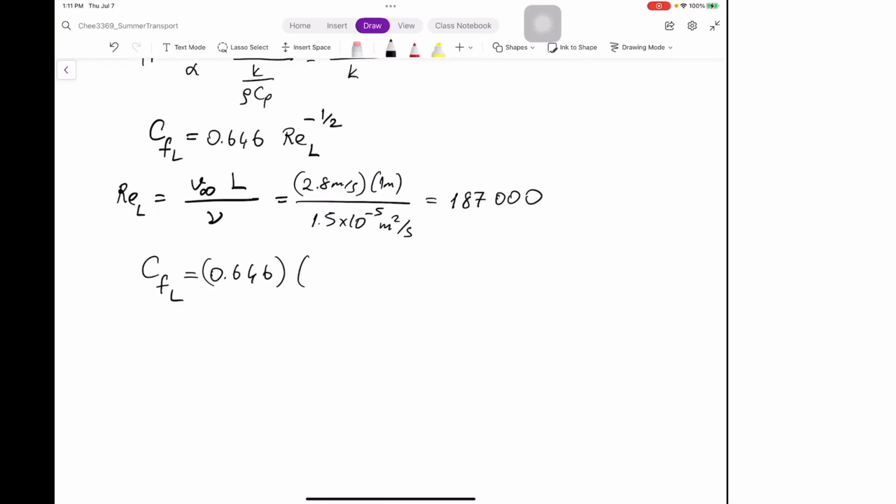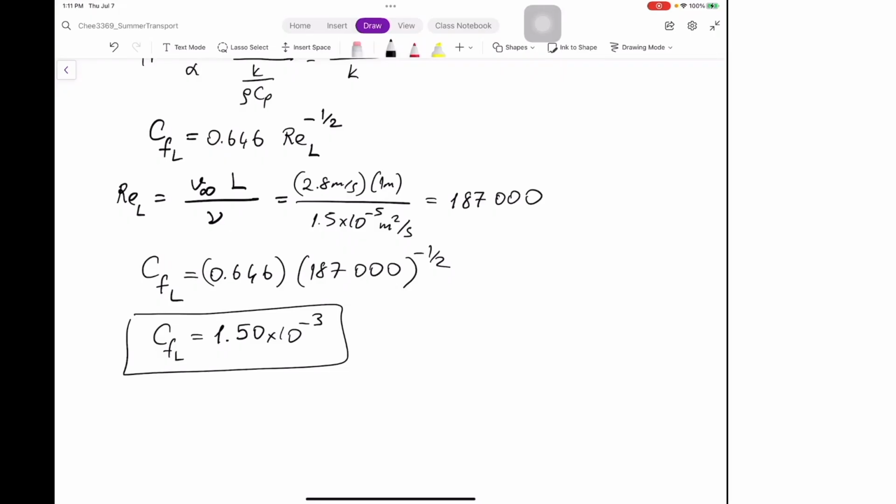Then CF L comes out to be 0.646 times 187,000 to the power -1/2, so you get something like 1.50 times 10 to the -3. That's the skin friction coefficient.